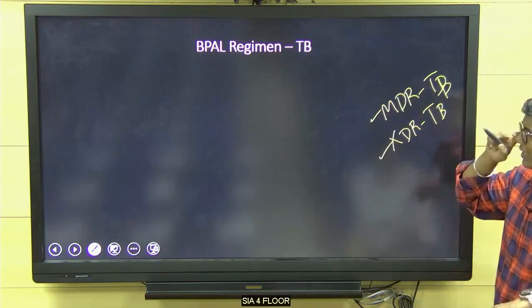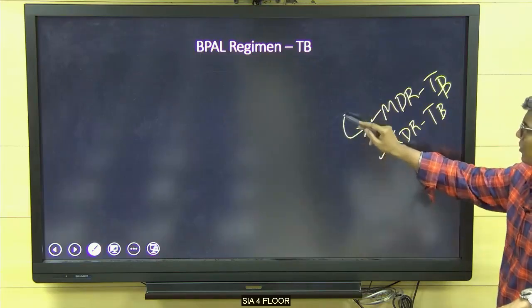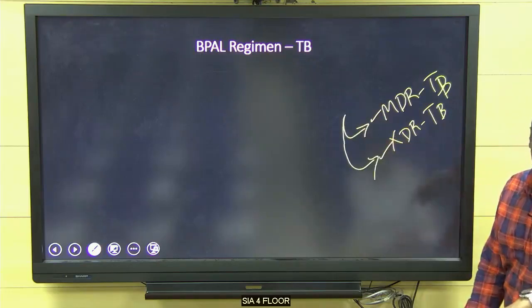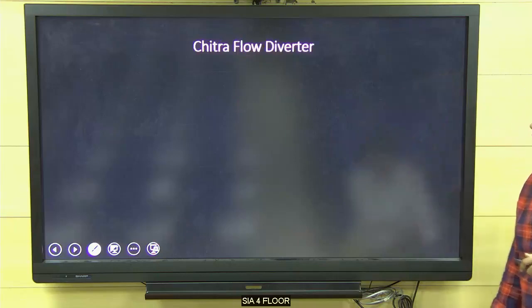But recently they have discovered bedaquiline and the BPAL regimen, which is for MDR as far as I know. But recently I came across a news article saying it can treat extreme drug resistance also. So I'll just verify the facts and then I'll update you the notes. Don't take it right now.